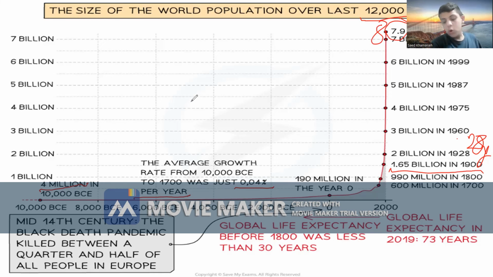But now, global life expectancy before 1,800 was less than 30 years. So everything before 1,800, the expectancy of life was less than 30 years. Means here, if you see 600 to 990, it is 390 million. And how much? In a century.